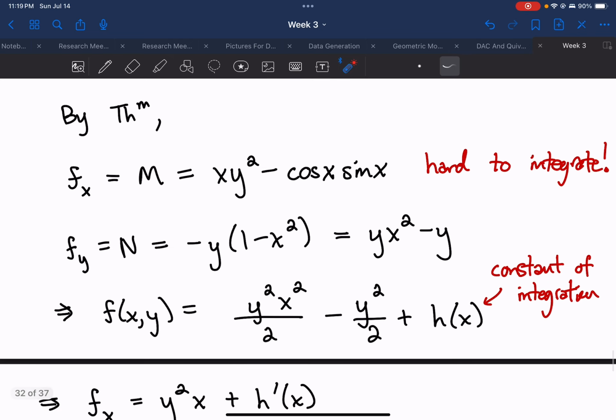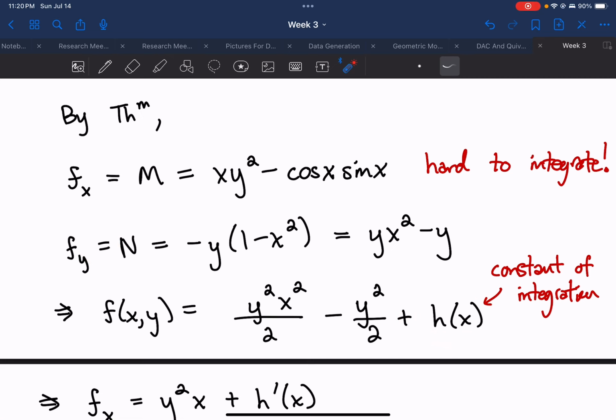That's exactly what we do. Integrating this dy, we get y squared over 2. And then, like before, we get a functional constant of integration, except this time, instead of getting a function of y as the constant of integration, we get a function of x since we integrated dy, right? You get a constant of integration that's the other variable. Since we integrated dy, we get a function of x as the constant of integration.